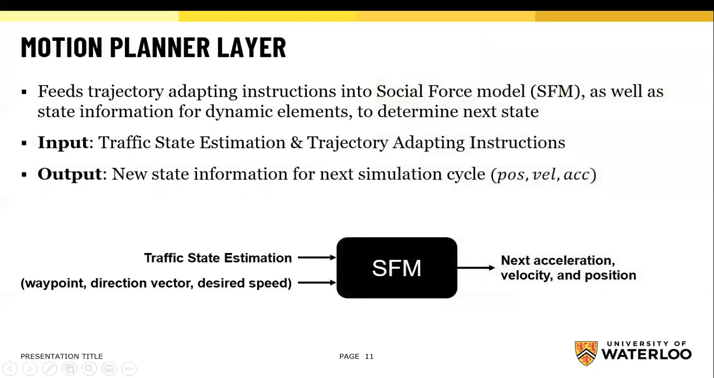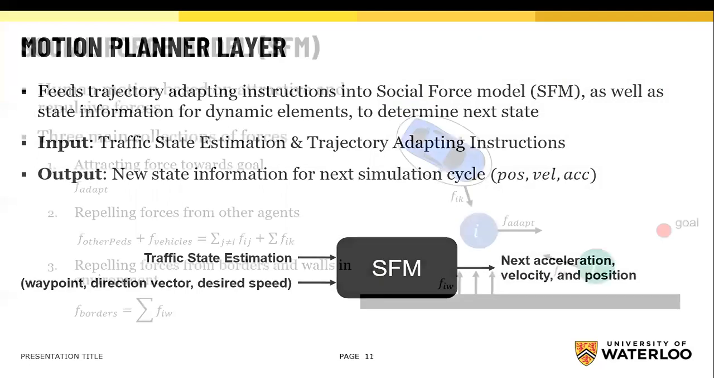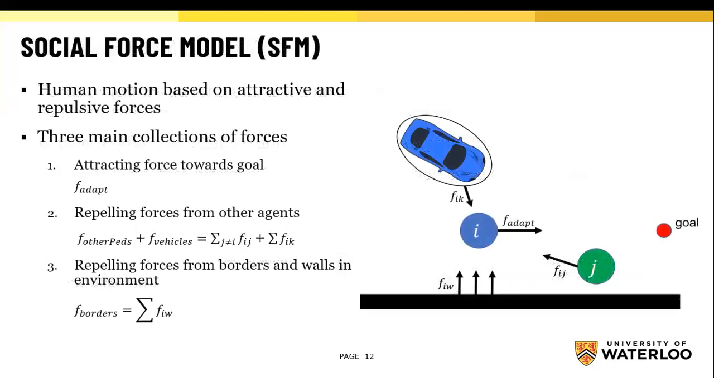Okay. So the last layer in this process is the motion planner layer. This incorporates an adapted social force model to receive those three-part instructions on how to adapt the trajectory and process them into the next state information for the pedestrian. So the next acceleration, velocity, and position of the pedestrian for the next simulation cycle. And we'll go through details briefly of the social force model.